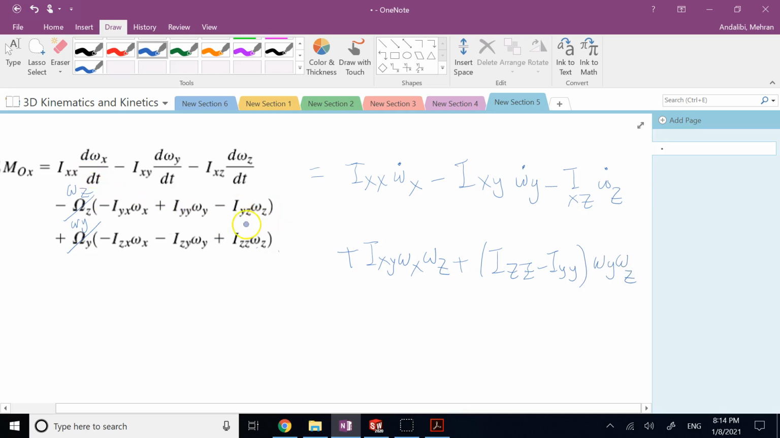Then I have omega z squared. And here I have omega x omega y that I have to write. So this is going to be negative Izx omega x omega y. As I said, I have an omega y squared term. And then I have the omega z squared term. So this is going to be the right hand side.